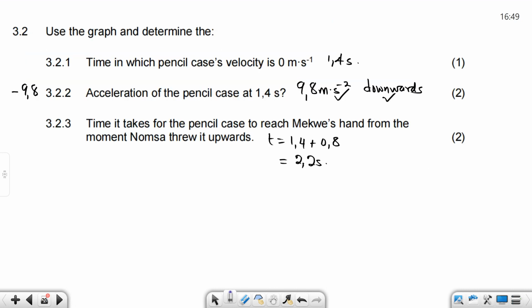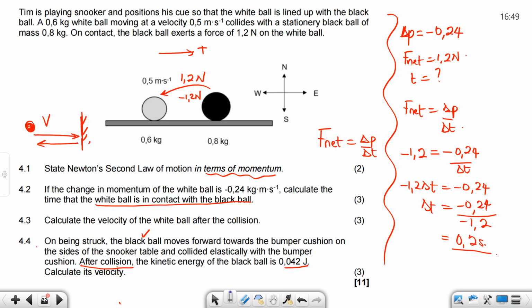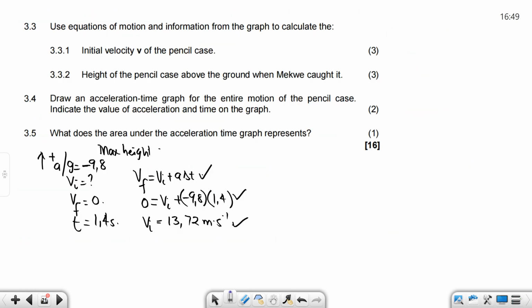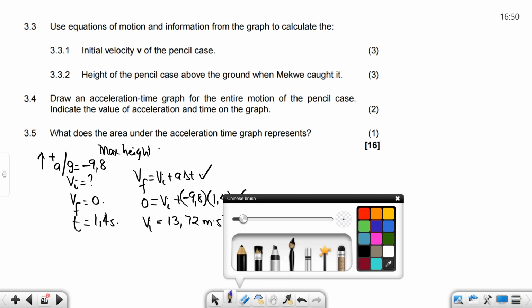Calculate the height. Okay, let's go read again so we get it done. It says, calculate the height of the pencil case above the ground when Mekwe cut it. Where she cut it was where it passed her hand. It passed her hand at 0,6. She cut it afterwards, 2,2. Any of the times would give you the same. You sure? Okay, let's do it together.